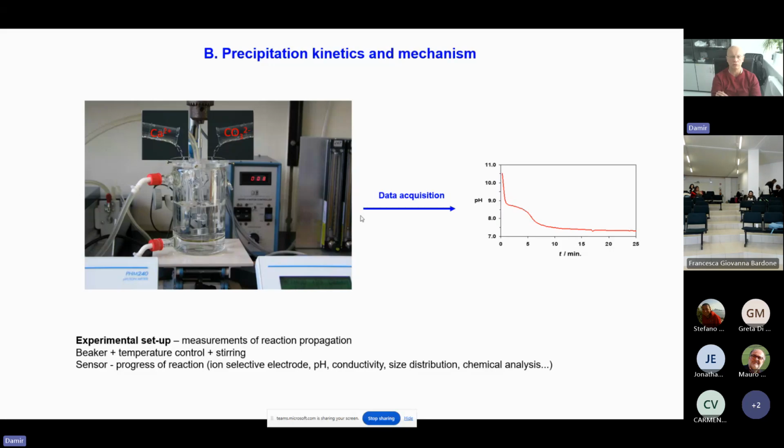Another strategy of investigation of precipitation is investigation of precipitation kinetics and mechanism. On this picture here, you can see the experimental setup of this kind of measurements, and it is made of a suitable beaker, which should provide control of temperature. It is provided by a double jacket with introduction of hot or cold water. Also in this system, you have to provide stirring.